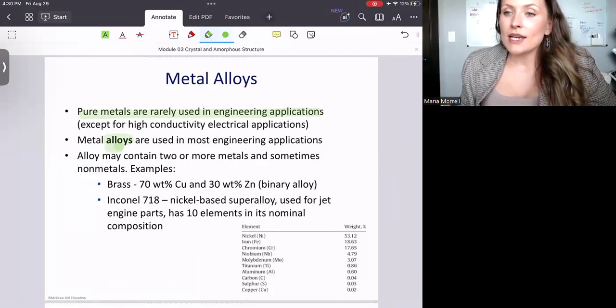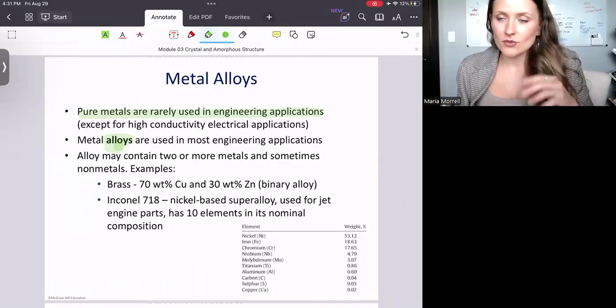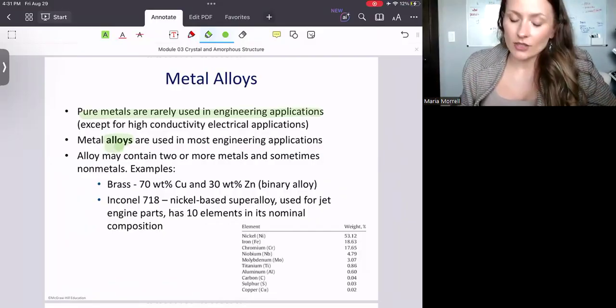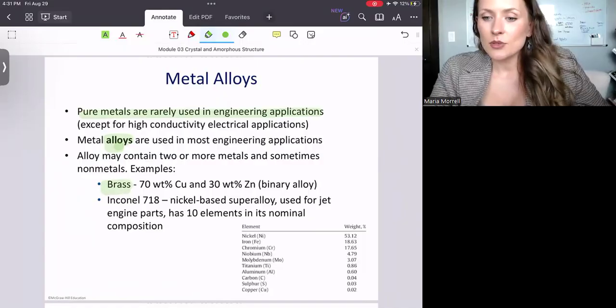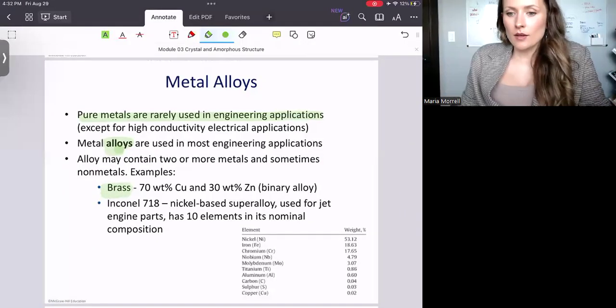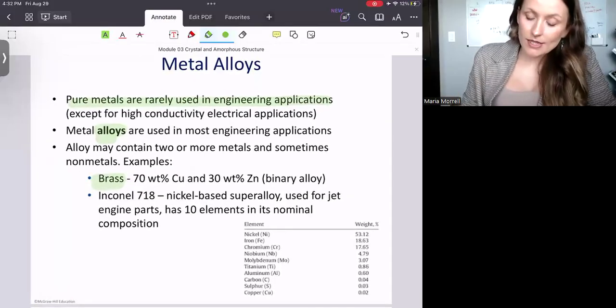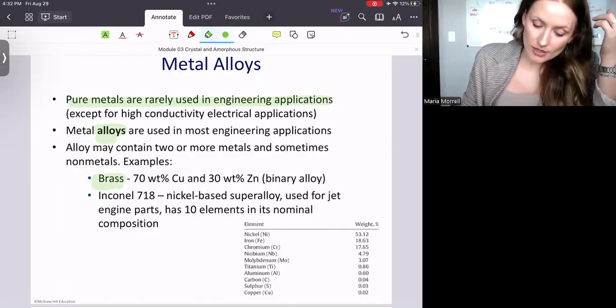Now, an alloy may contain two or more metals and sometimes non-metals, and it doesn't have to have even two. I will give you an example of a binary alloy, brass. We've already mentioned it before. Brass is 70% copper and the rest 30% is zinc. This is an example of a binary alloy, meaning that there are only two elements in there.